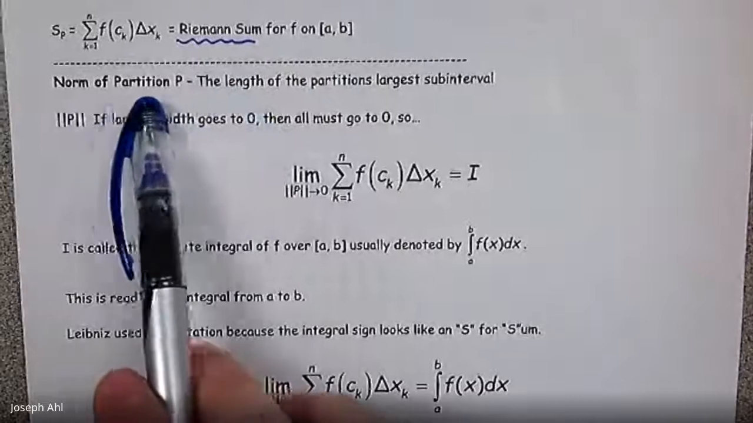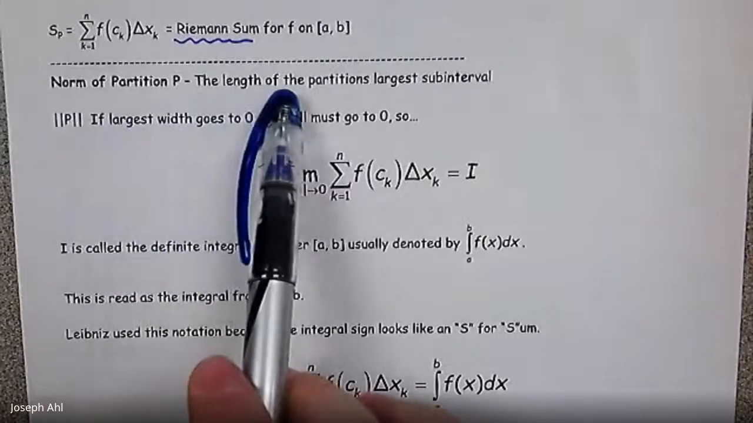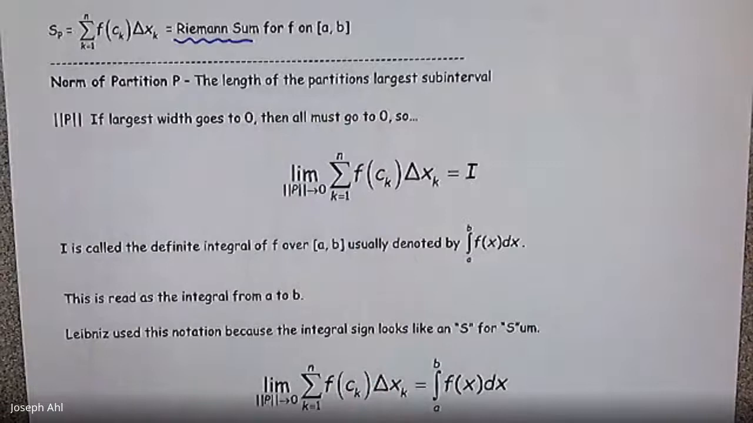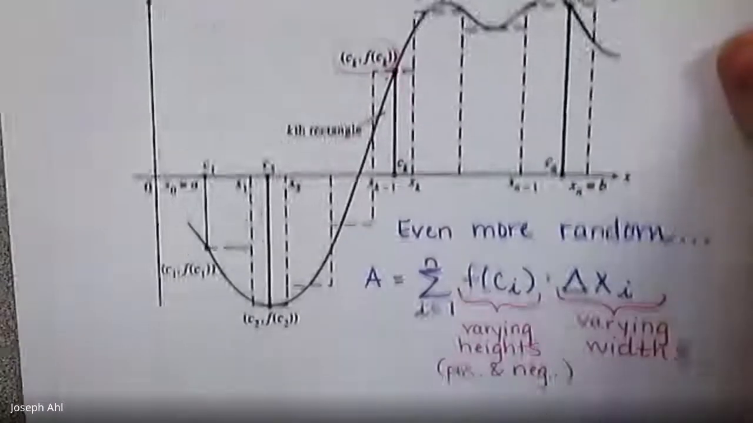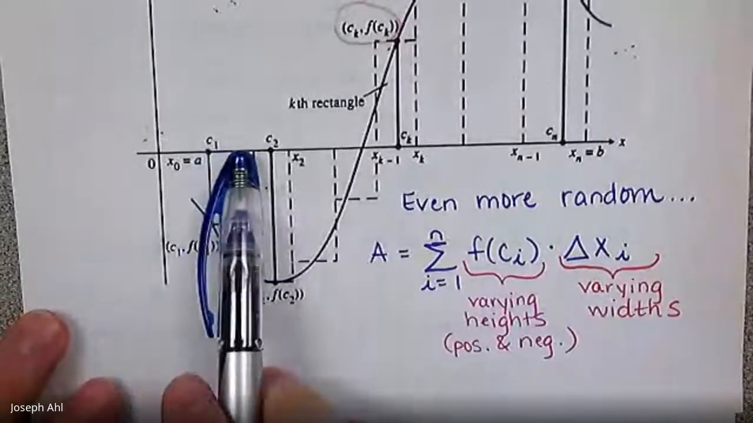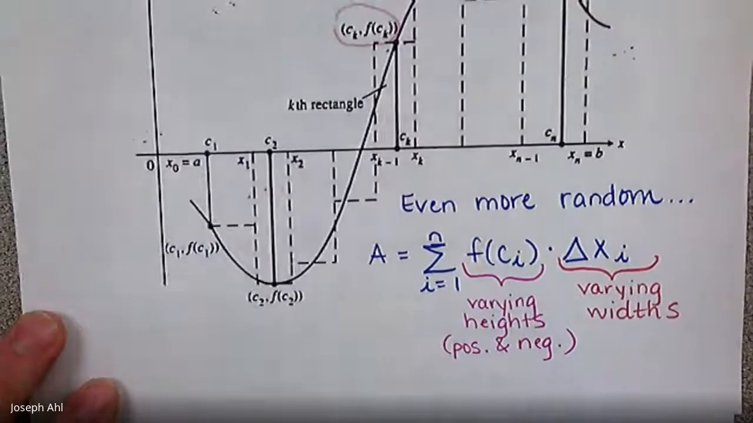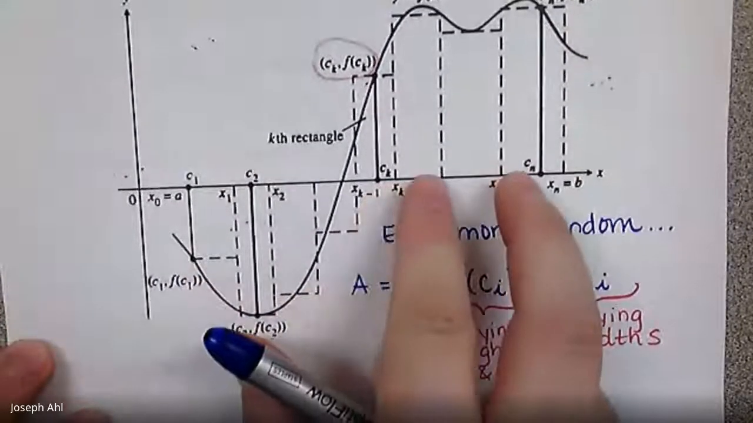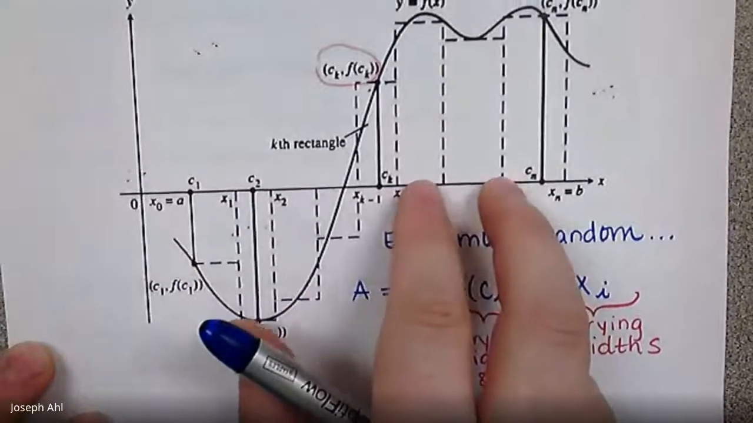And we're going to represent something called the norm of the partition P. It's the length of the partition's largest subinterval. So we have a whole bunch of subintervals drawn here, x sub 0 to x sub 1, x sub 1 to x sub 2. What we can do is think about what is the largest subinterval. It looks like it's kind of over here in the diagram.